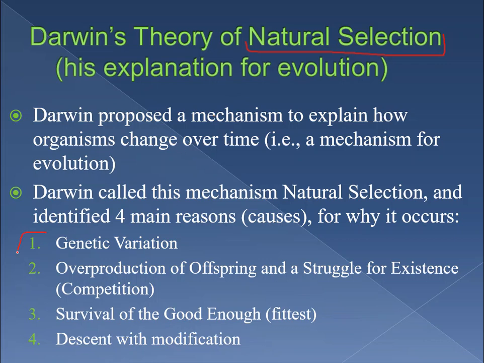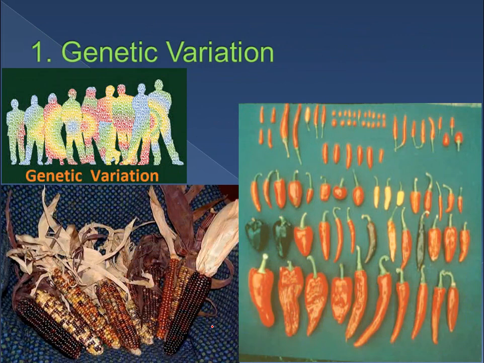There are four main components of this that you need to be familiar with. Genetic variation: organisms are genetically different from each other, even in the same species. Overproduction of offspring and a struggle for existence, so competition. Survival of the good enough. We're not going to say survival of the fittest because the word fittest is not a very good term. We'll talk more about that in a second. And descent with modification. So here we go.